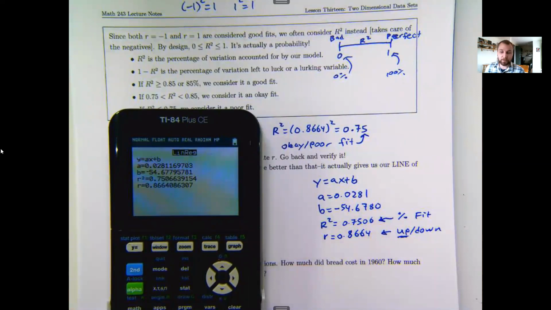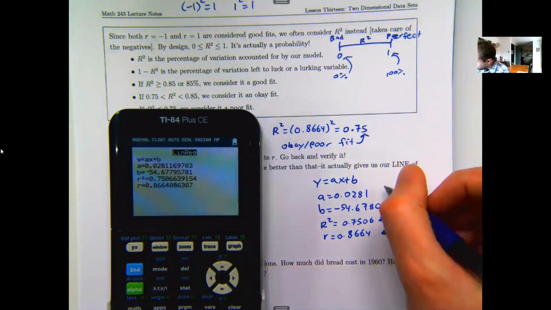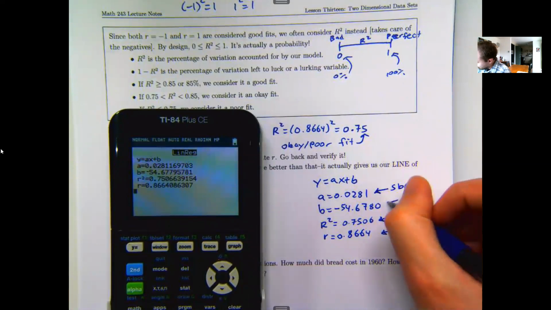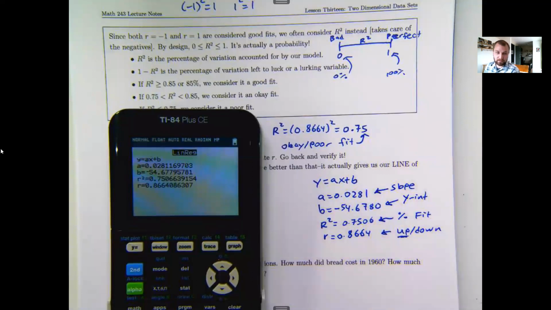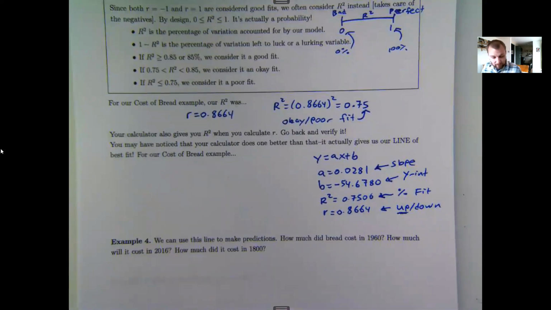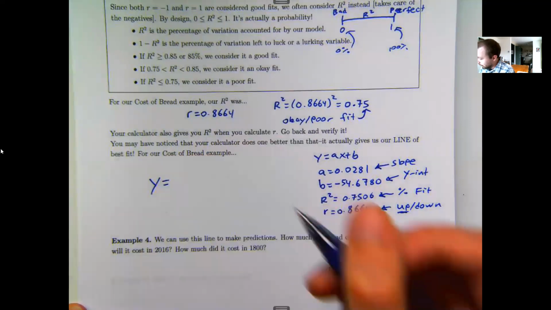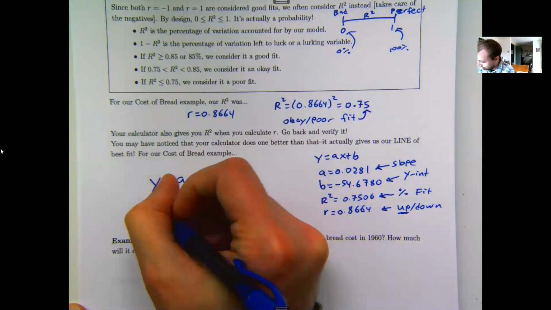So 75% of the variation is known. And looking at this, the number next to the x is a slope, so this a value it gave me is the slope of my line. And this b value hanging out on its own is the y-intercept. So this means I actually have a line already that will allow me to make predictions about what should happen for the cost of bread. And that line is y equals ax plus b.